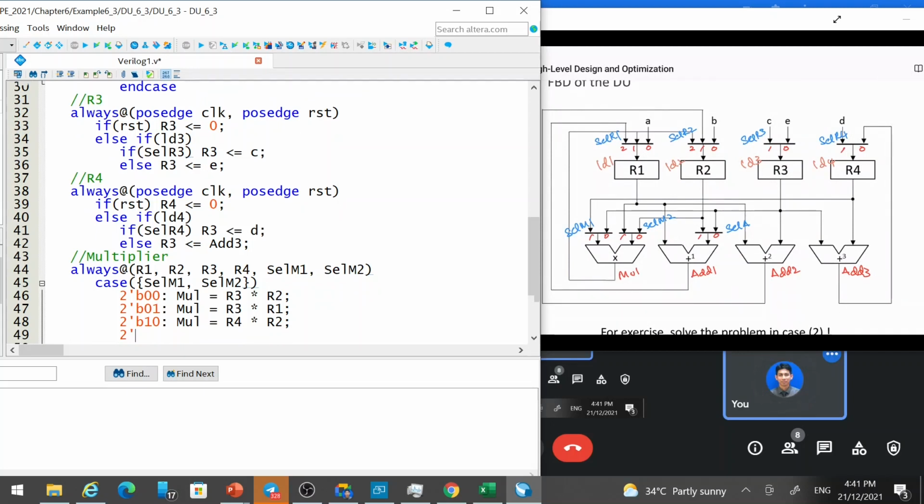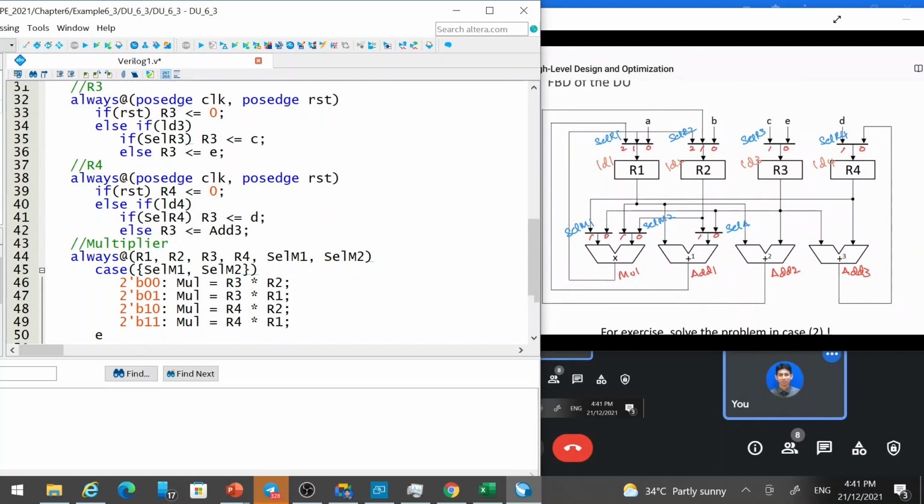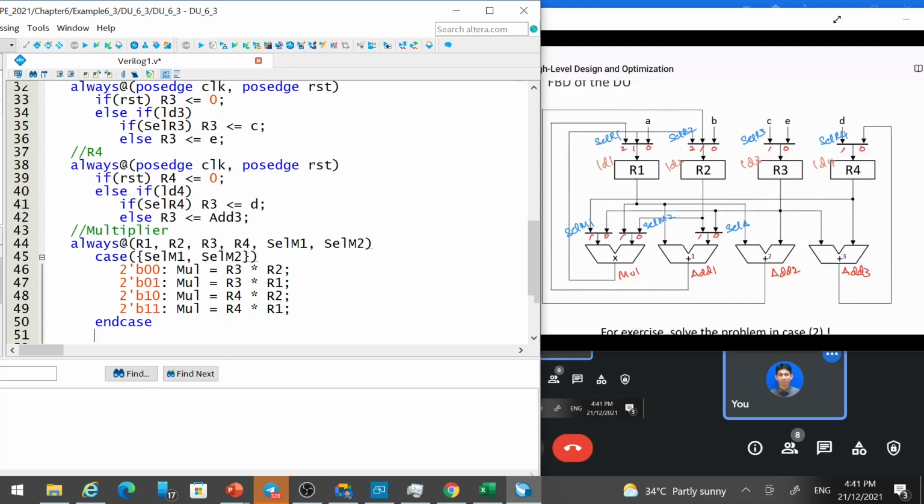And the last one, if 11, the output must be R4 multiplied by R1. Okay, so that will be the multiplier. Now what about the adder here? And observe this. Now we describe this. This is the sequential circuit. The multiplier is the sequential circuit.